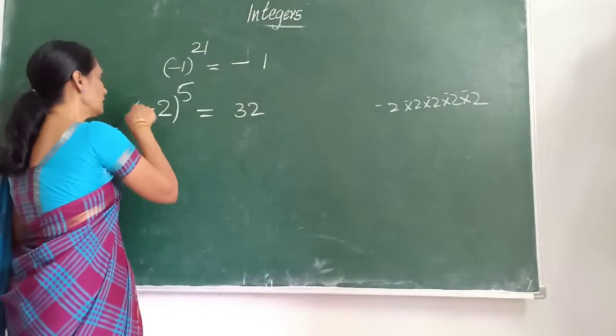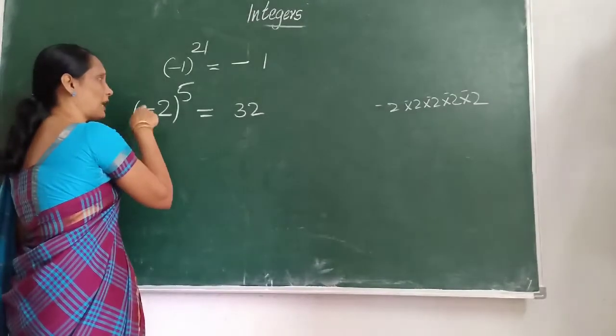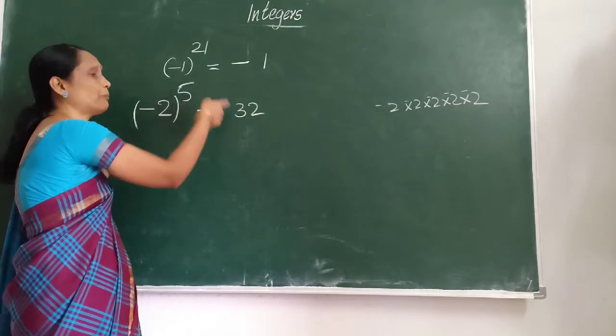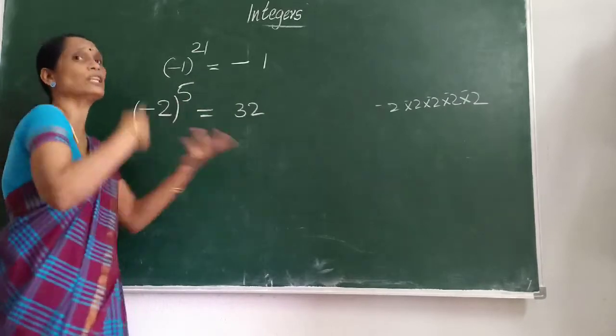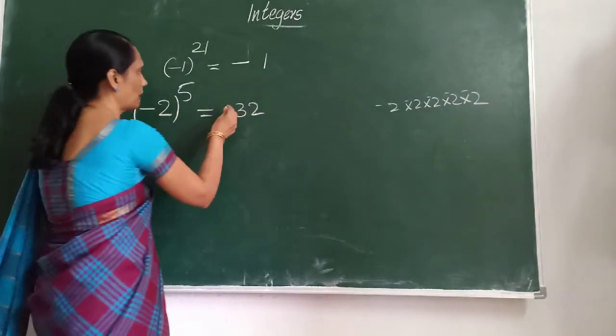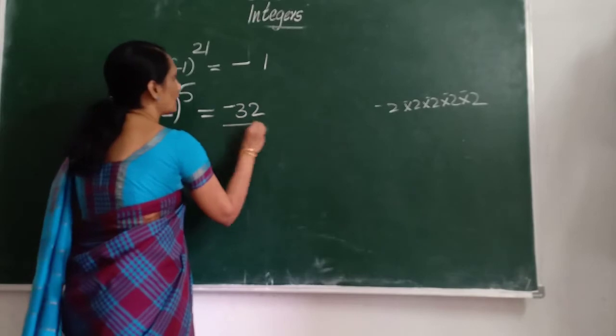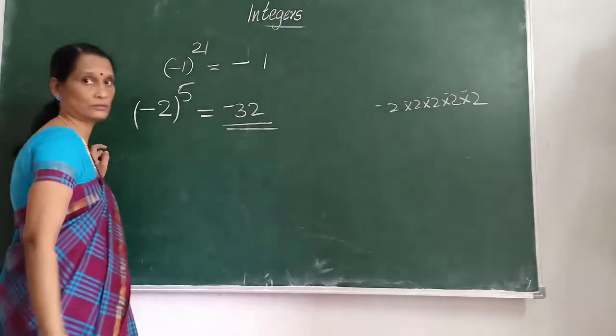But we know that if negative numbers are multiplied an odd number of times, 5 is an odd number of times. Odd number of times multiplying means we will get the answer as negative.